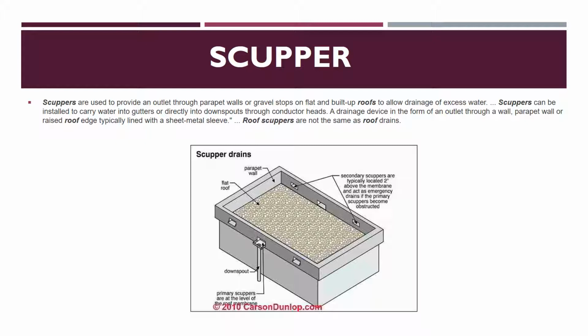Next we'll talk about the scupper. Scuppers are used to provide an outlet through parapet walls or gravel stops on flat and built-up roofs to allow drainage of excess water. Scuppers can be installed to carry water into gutters or directly into downspouts through conductor heads. A scupper is a drainage device in the form of an outlet through a wall, parapet wall, or raised roof edge, typically lined with a sheet metal sleeve. Roof scuppers are not the same as roof drains, and here is just an example of a scupper drain.